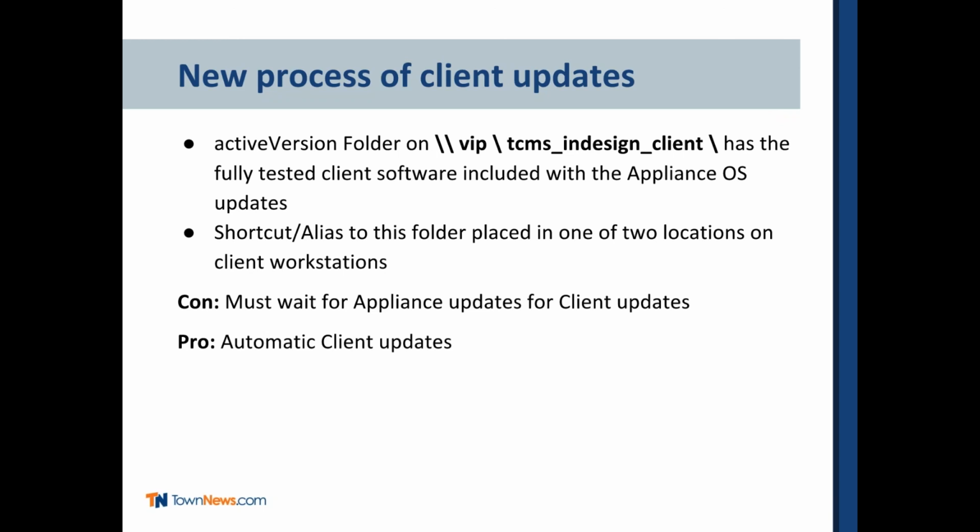The disadvantage of using this automated update is that you're going to have to wait for the updates. Currently, we get somewhere between 3 and 6 updates a year, as opposed to the clients themselves, which are updated anytime from a couple times a week to at the minimum once every 2 weeks. So you can get much quicker updates if you use the legacy method, but you'll actually get the updates if you use this new method. It's included on the appliance OS. It's always there. It's always going to be pointing to the fully QA tested version that goes along with the appliance update.